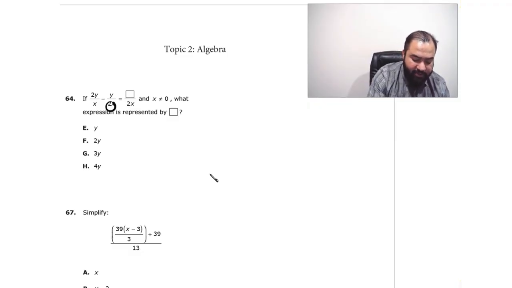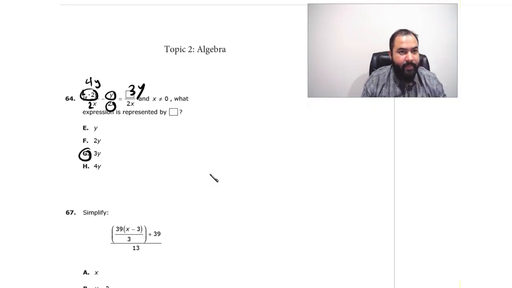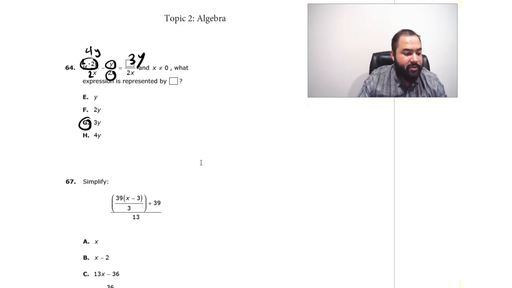So what do I multiply this by? I multiply it by 2, top and bottom, right? So this becomes 4y, and minus the y, it will become 3y. That's where the answer is 3y. You know, common denominators, and that's it.